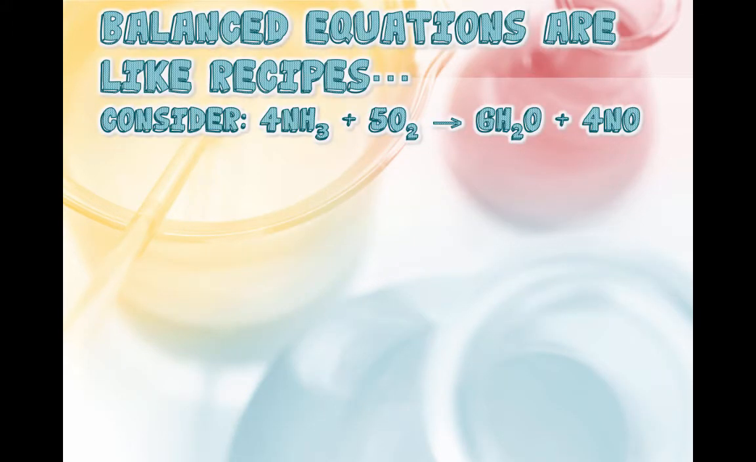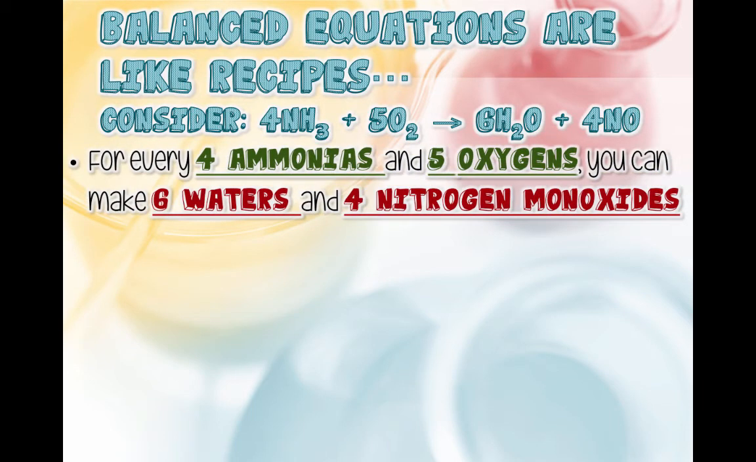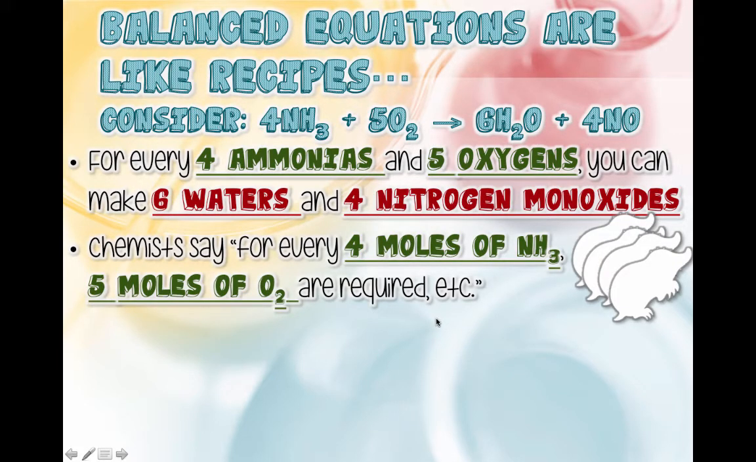So here's a balanced equation. Let's talk about how this is like a recipe. So basically what this says is that for every 4 ammonias we have and 5 oxygens, we can make 6 waters and 4 nitrogen monoxides. That's our recipe. So chemists would say for every 4 moles of ammonia, 5 moles of oxygen are required to produce 6 moles of water and 4 moles of nitrogen monoxide, because we measure things in quantities called moles, which represents 6.02 times 10 to the 23 molecules, or atoms of something.